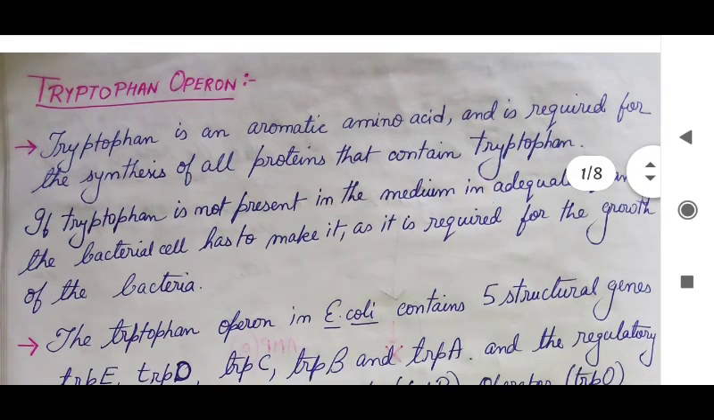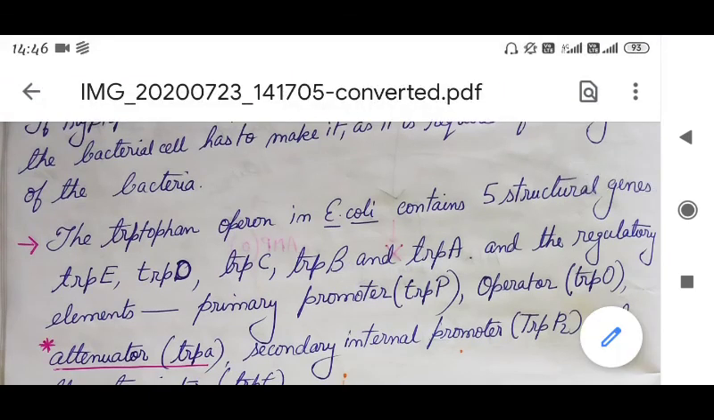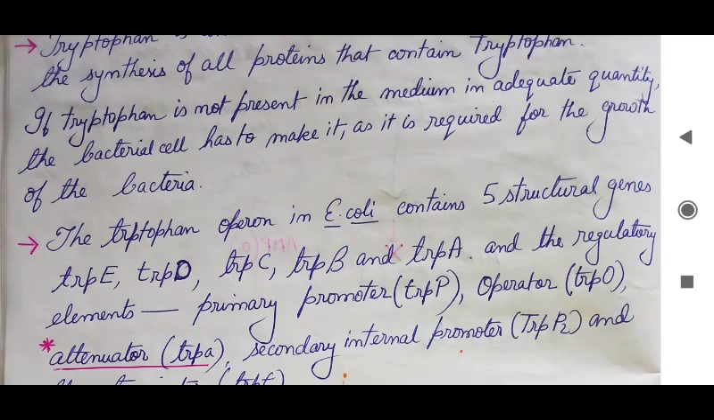to make tryptophan, as it is needed for the growth of the bacteria, right? So that's why the tryptophan operon comes into play. The tryptophan operon in E. coli contains 5 structural genes named TRPE, TRPD, TRPC, TRPB, and TRPA. So these are the 5 structural genes.